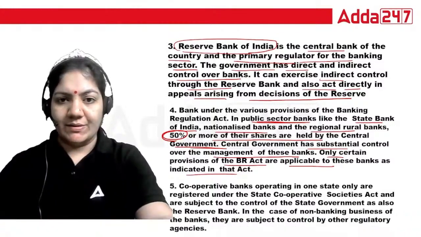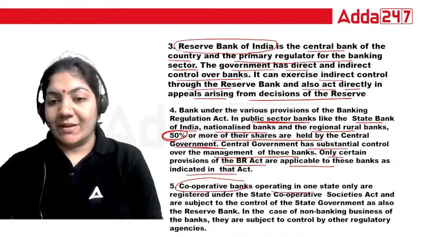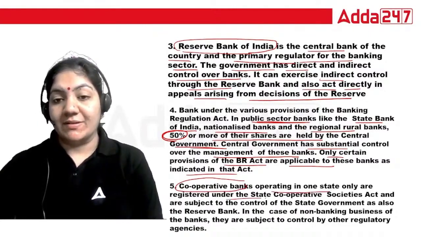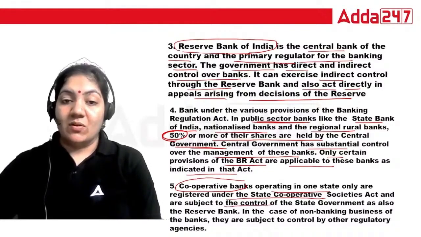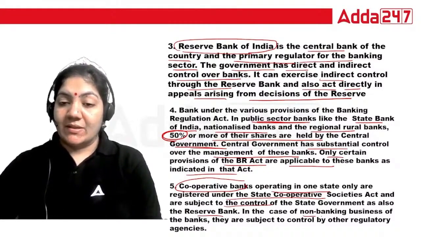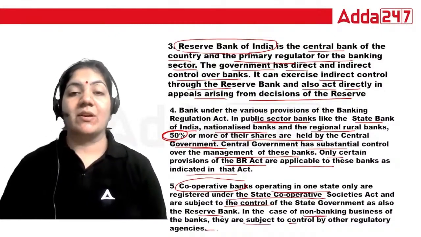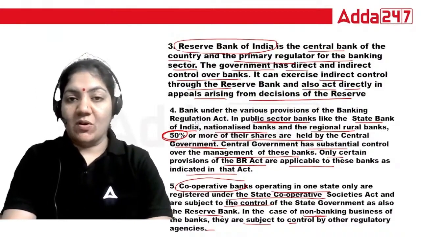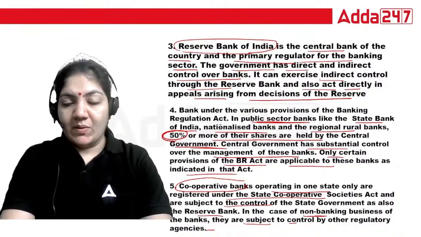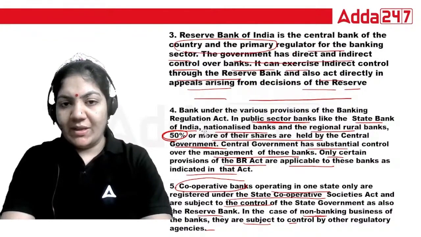Okay guys, so this is important. Now if we talk about the cooperative bank that is operating in one state only, they are registered under the State Cooperative Society Act and subject to the control of the state government and also the Reserve Bank. In the case of non-banking business of bank, they are subject to the control by any regulatory agency. So guys, these are the concepts of module A. Okay, module A, as you can easily see, you just have to learn the things from this one.